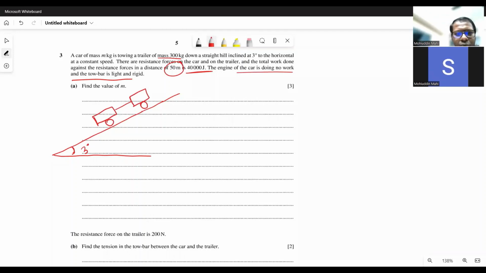So what we can do here, at first, is find the resistive forces. We know that work done equals force times distance moved in the direction of the force. Here, work done due to resistive forces is 40,000 joules, and the resistive force we don't know, and that work done was for a 50-meter distance. So from here we can find the resistive force, and that's going to be 800 Newton. So we have got the resistive forces, and the engine is not doing any kind of work.